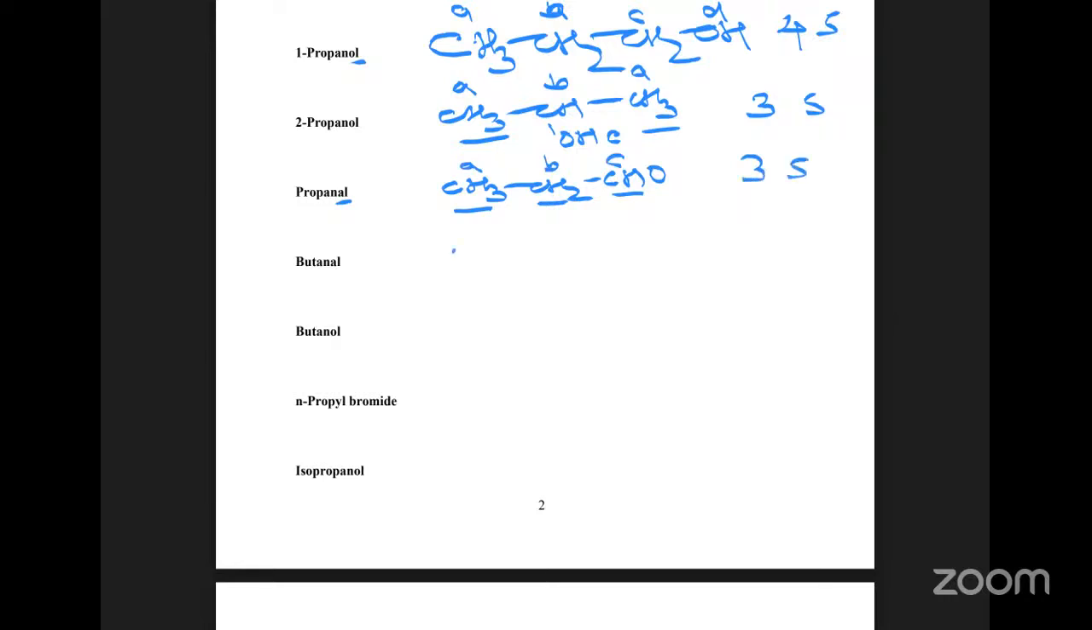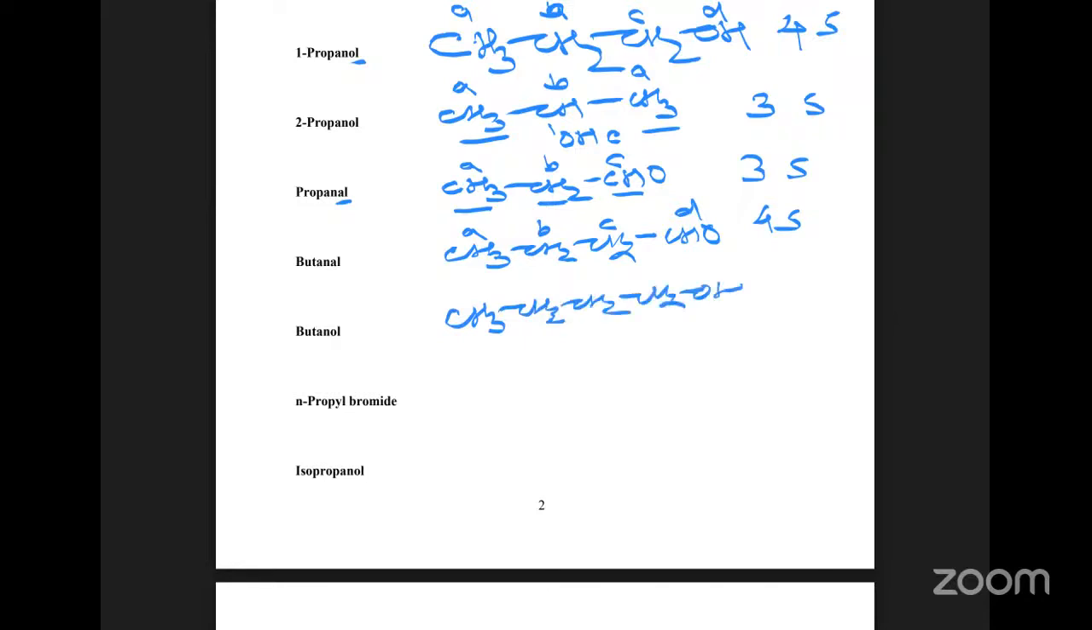Butanal, again the same. You can draw the structure CH3, CH2, CH2. Again, this is an aldehyde, so this will be CHO. Now no doubt this will be A, B, C, and D. 4 signals will be there. Butanol. Now this is an alcohol, CH3, CH2, CH2, CH2, OH. Now how many peaks will be there? 1, 2, 3, 4, and A, B, C, D, E. So 5 signals will be expected for this molecule.